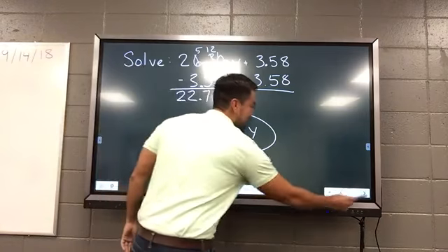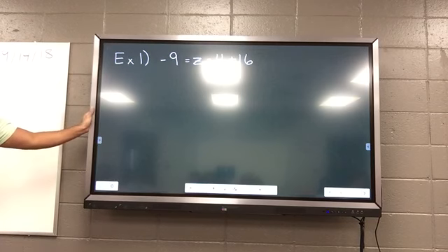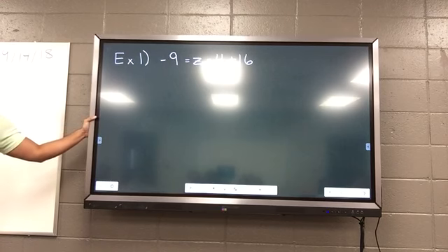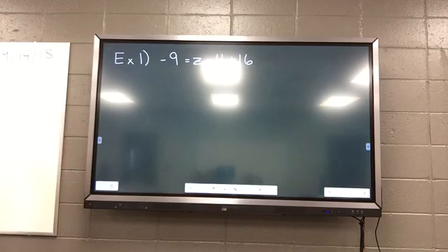Okay. Let's keep going here. I'll call this example 1. The other one you can call example 0, which is okay. So example number 1, negative 9 equals z minus 4 plus 16. And I like this problem because it's a good introduction or reintroduction back into how to combine these numbers together.